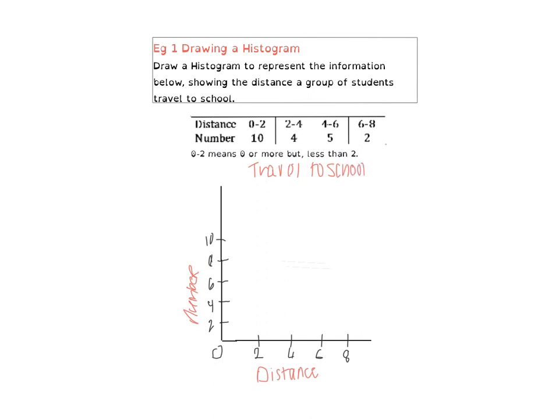Okay, so now I'm going to draw my bars. So the first one says the distance from 0 to 2. So looking on the horizontal axis here, I go from 0 out to 2. So going from 0 out to 2, that's going to be the width of my first bar. And I'm going to go to 10 in the height. So up to 10 and across, that's the first one. Again, you do it with a ruler and you keep it straight.